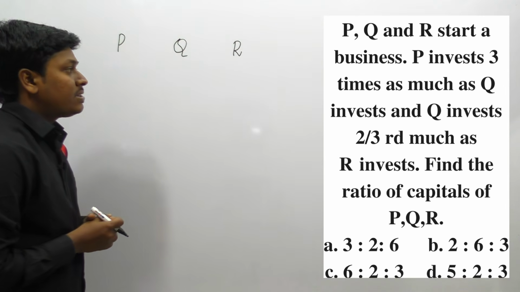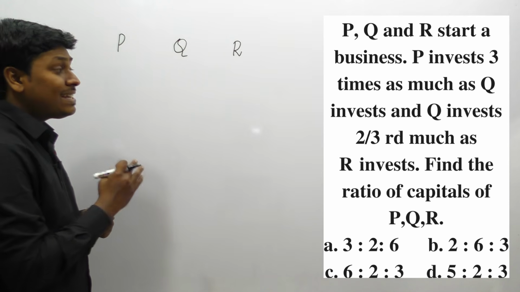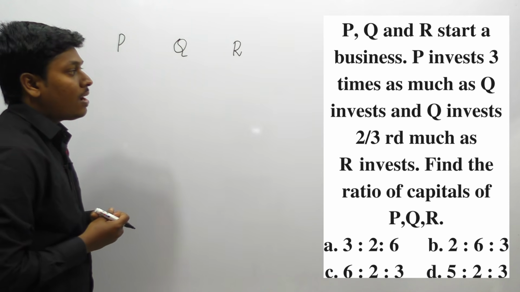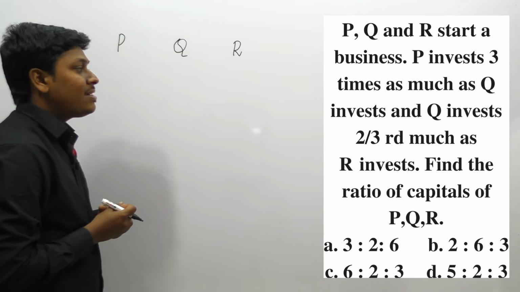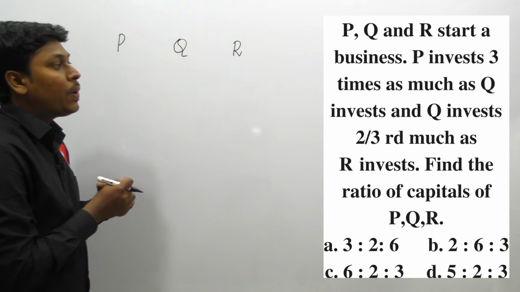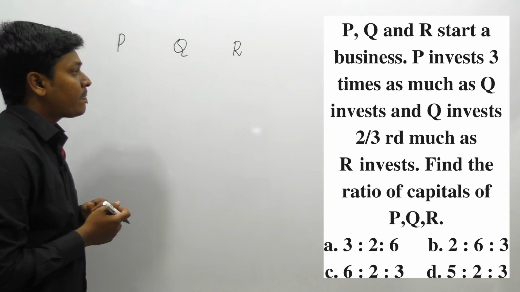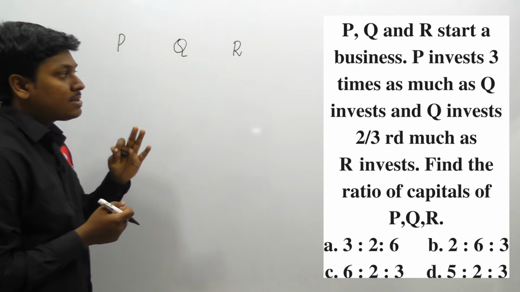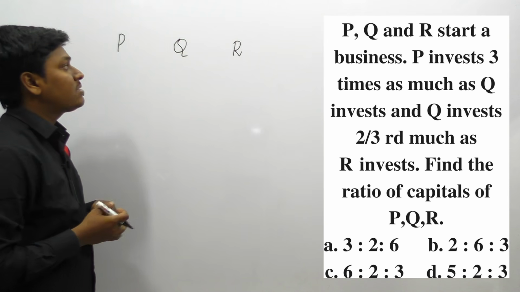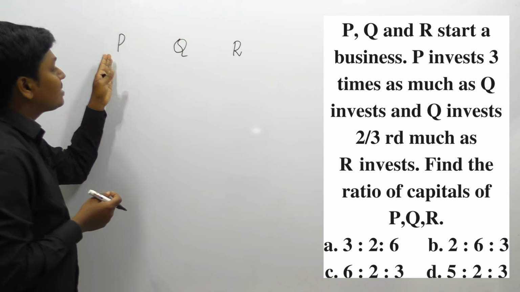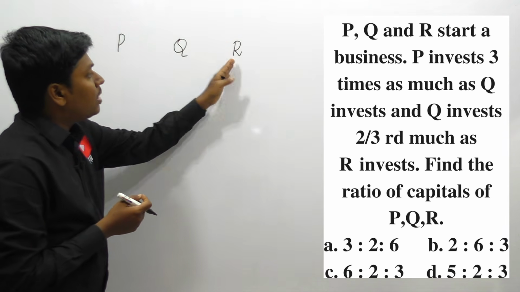Next question. So P, Q and R start a business. So P invests 3 times as much as Q invests and Q invests 2/3 as much as R invests. So find the ratio of capitals of P, Q and R. So friends, our target is to find the ratio of their capitals. There are 3 persons in a business, that is P, Q and R. So P's investment is 3 times as much as Q and Q's investment is 2/3 as R, right?